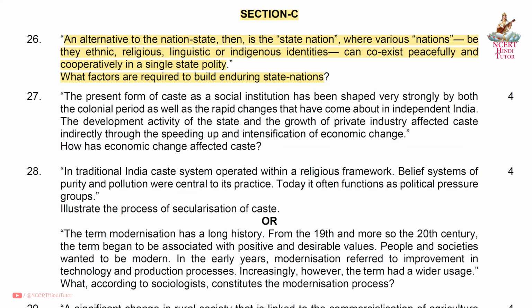Question 27. The present form of caste as a social institution has been shaped very strongly by both the colonial period as well as the rapid changes that have come about in independent India. The development activity of the state and the growth of private industry affected caste indirectly through the speeding up and intensification of economic change. How has economic change affected caste?